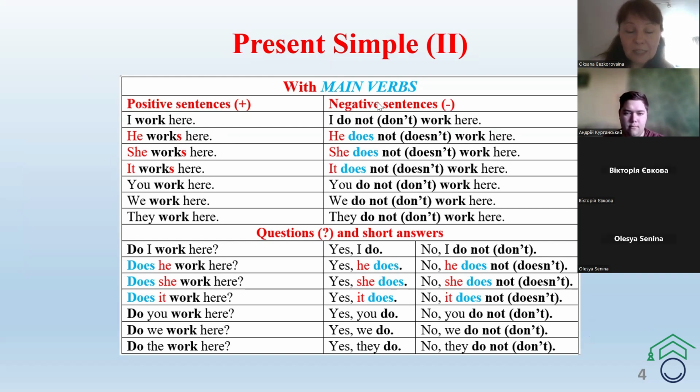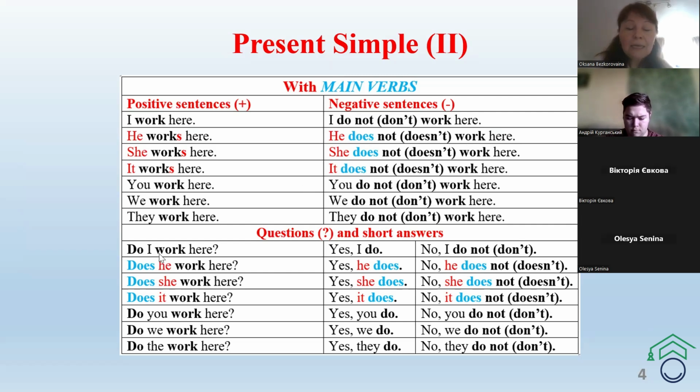How to form negative sentences. In order to form negative sentences, we need auxiliary verbs, do or does. As you know, we use does with the third person singular. I do not work here, he does not, or contraction, he doesn't work here, she doesn't work here, it doesn't work here, and so on and so forth.